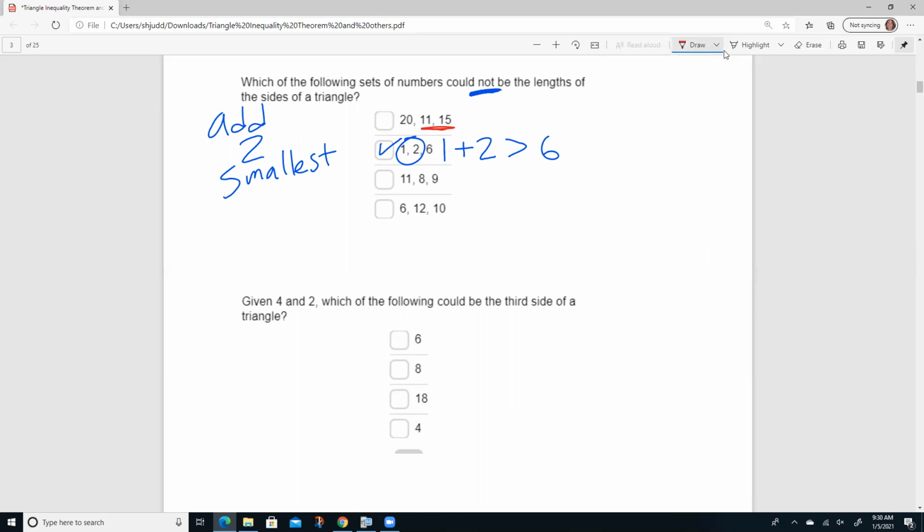Let's talk about why the rest of them are possible. Let's take our two smallest. 11 plus 15, which equals 26, is bigger than 20. Our two smallest over here are 8 and 9. So 8 plus 9 equals 17, which is bigger than 11. Our two smallest here are 6 and 10. 6 plus 10 equals 16, which is bigger than 12. Yay for the triangle inequality rule.